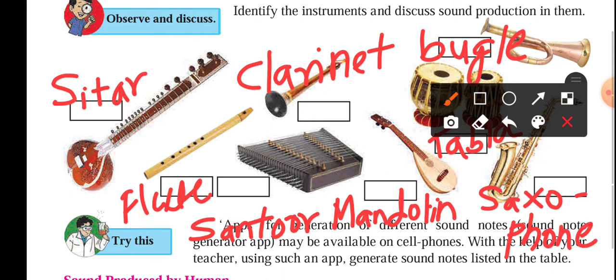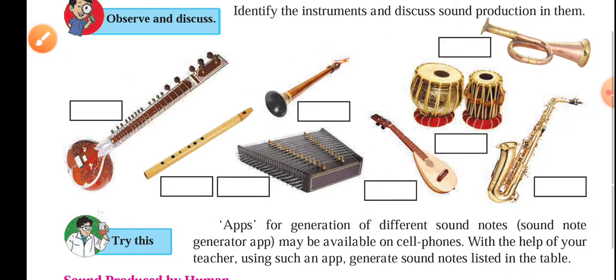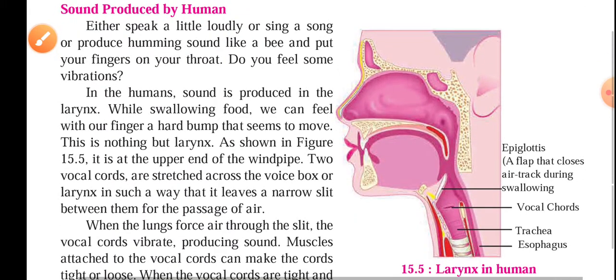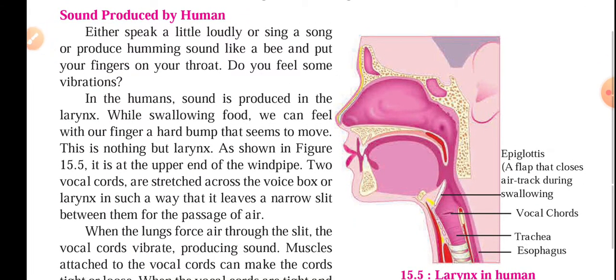So these are the musical instruments they have given over here. You can note it down in your textbook. Further is what we have to study. If you want, you can note down all these things. Let's go ahead. Further, what we have to study is the sound produced by humans.